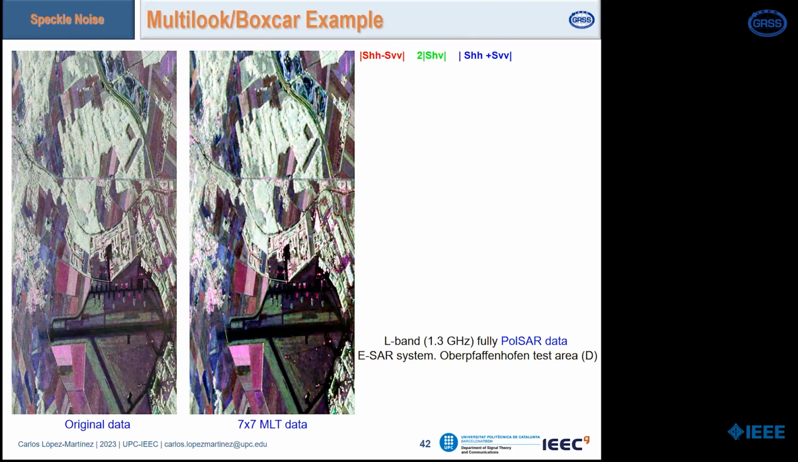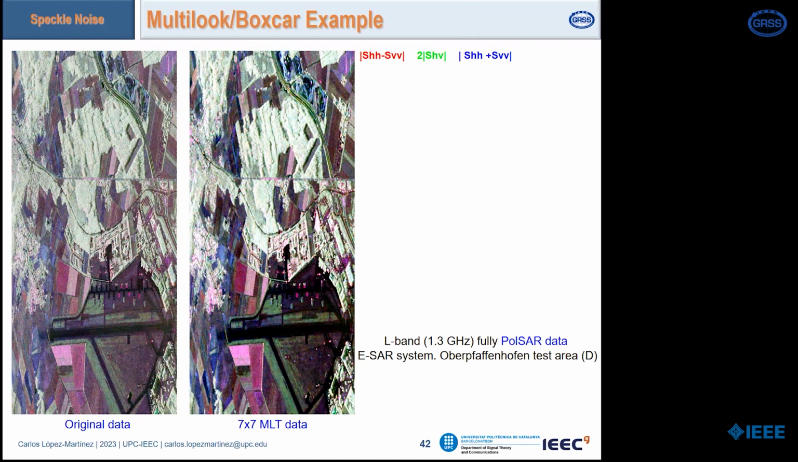So, okay, let's do that. Assume that I have a boxcar. I have this original image, and in here I have estimated the matrix through a 7x7 filter.